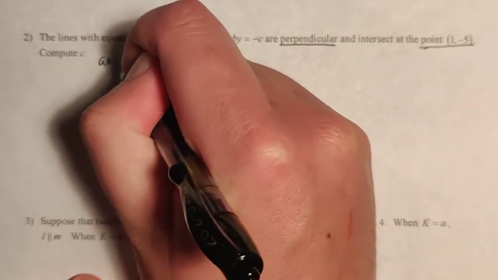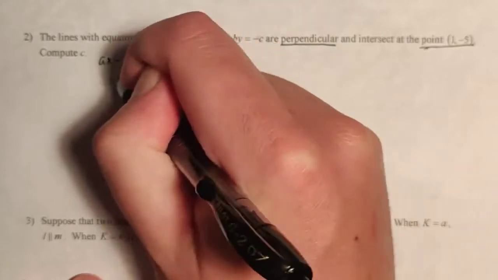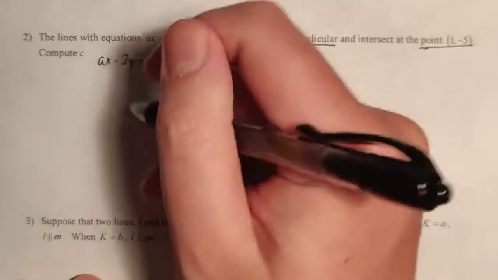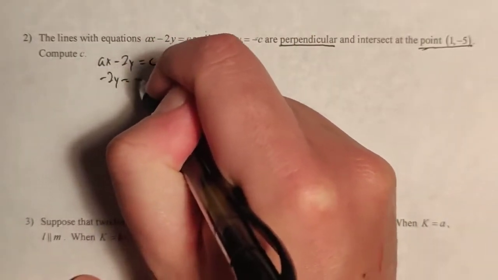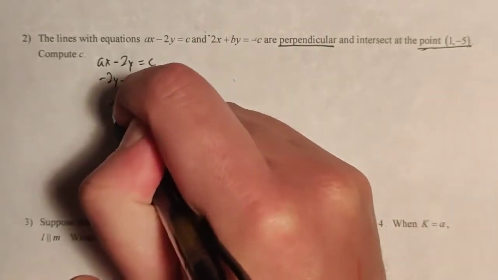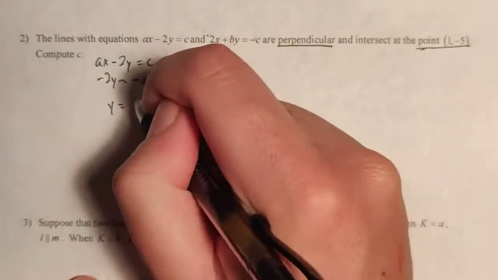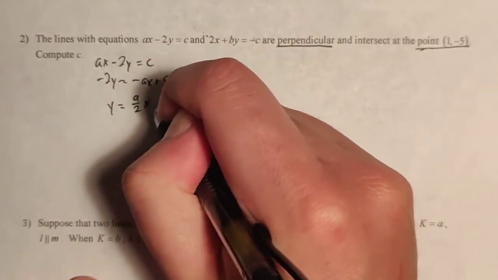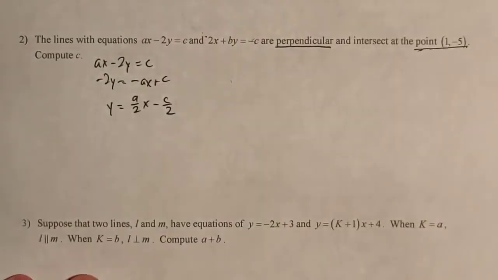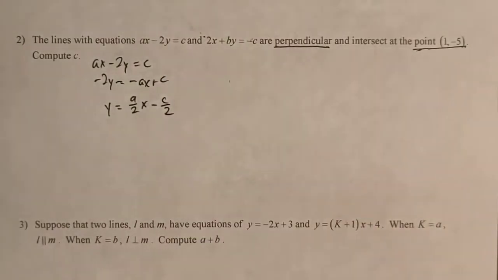So you have ax minus 2y equals c. So we're going to isolate the y here. So you get negative 2y equals negative ax plus c. So y equals, we divide everything by negative 2, we get a over 2 times x minus c over 2. Okay? And now we do the same thing for the other one here.